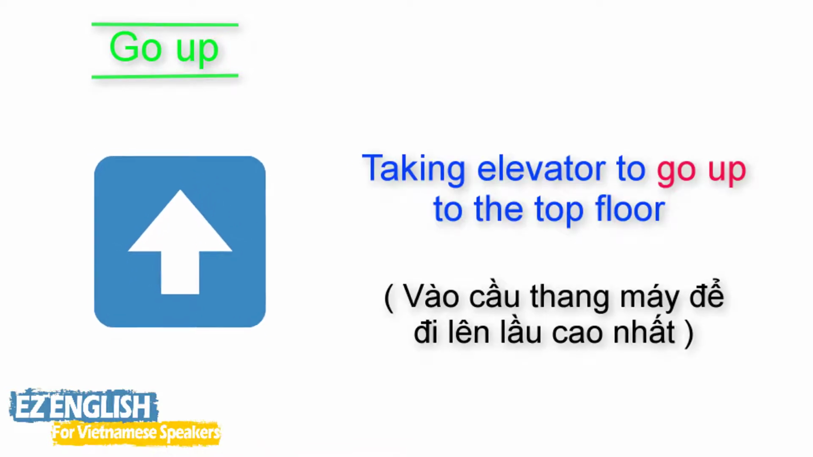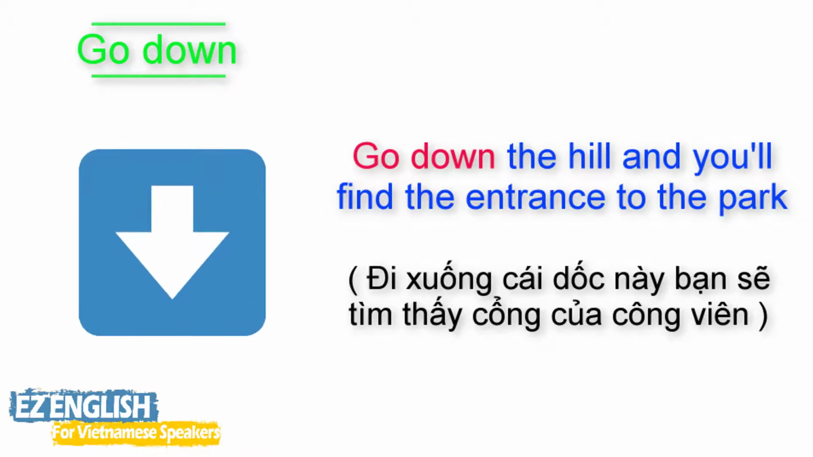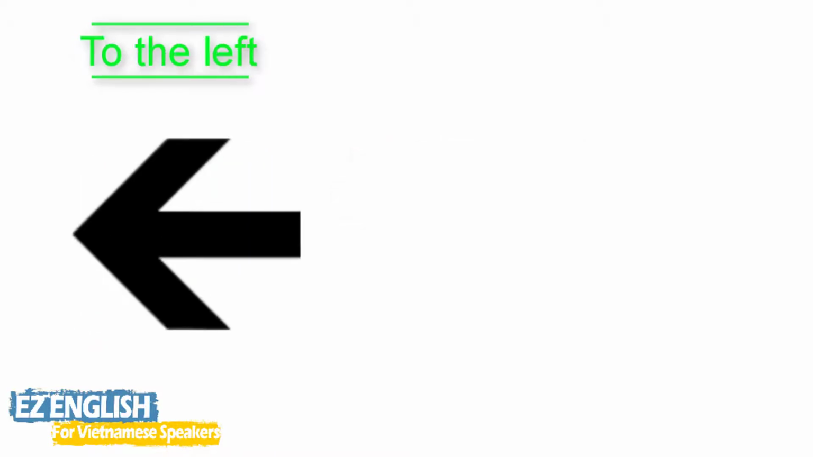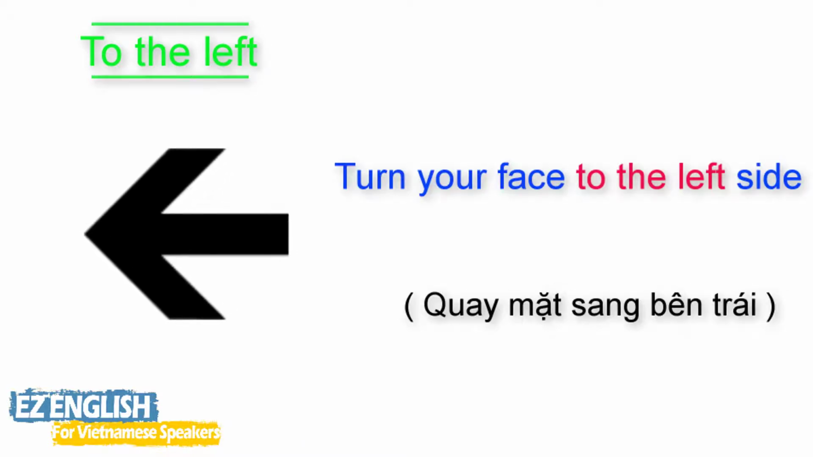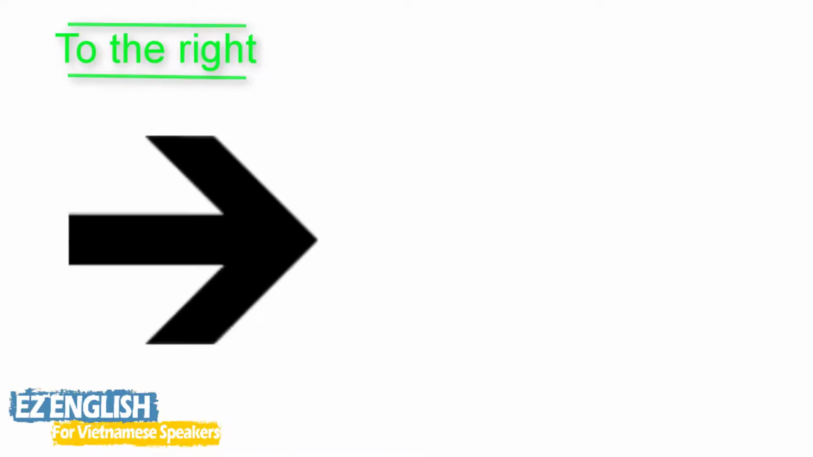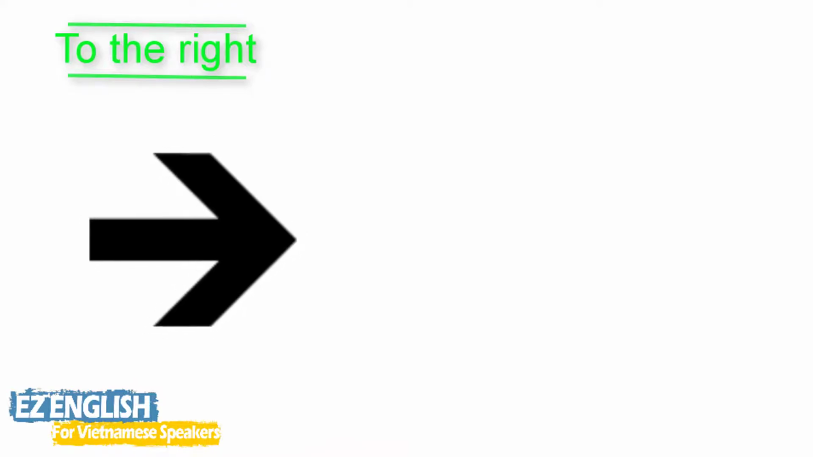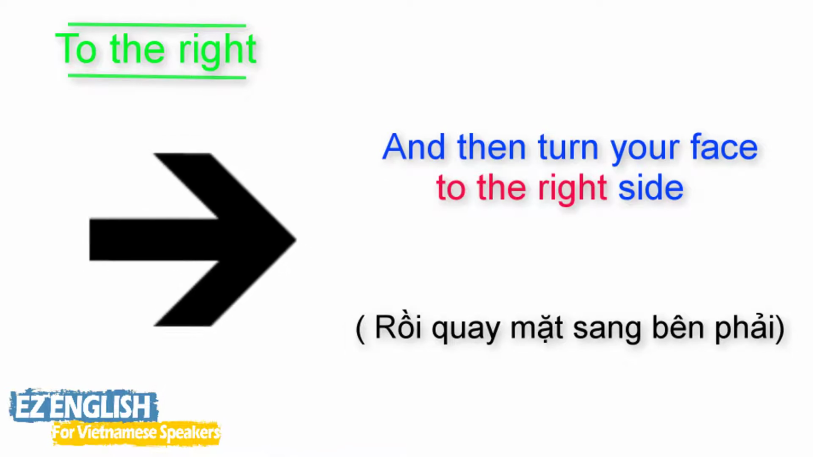Go up. Taking elevator to go up to the top floor. Go down. Go down the hill and you'll find the entrance to the park. To the left. Turn your face to the left side. To the right. And then turn your face to the right side.